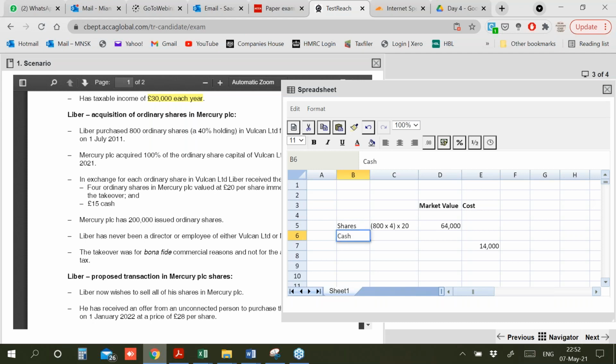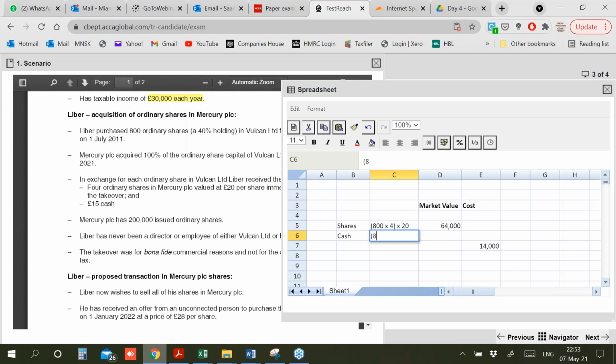Now let's talk about cash. Obviously, there is no market value of cash. Whatever cash I have received, I'll write it straight away here. But I have to see how much cash I have received. For every one share, I have received £15 cash.